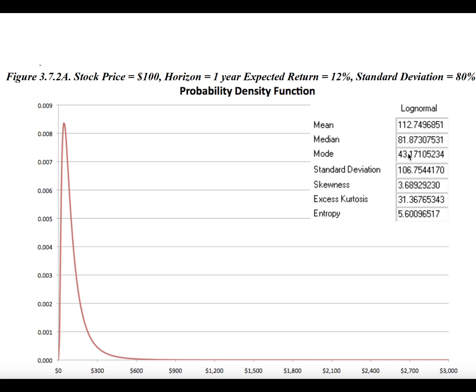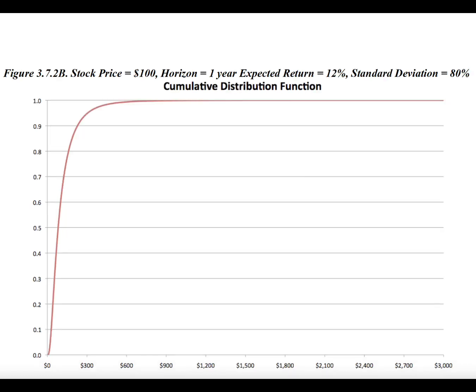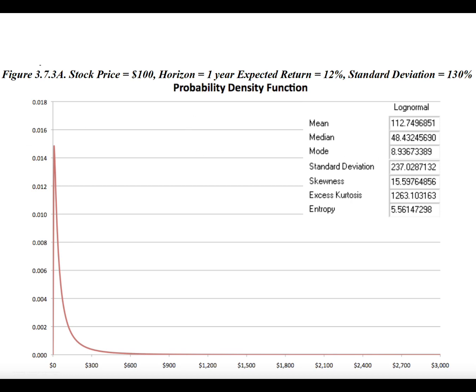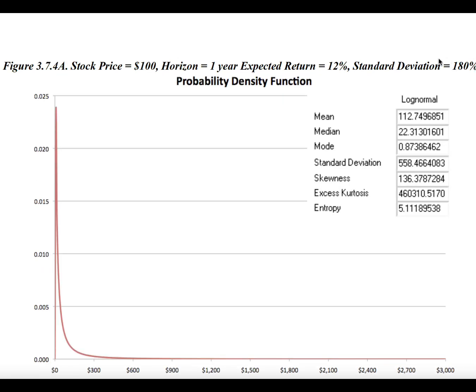And so you have to ask yourself, does it make intuitive sense that the mode would collapse with increasing standard deviations? If we step up to 130, you can really see this mode collapsing towards 0. It's now 8.93. A mode of 8.93 when I have a $100 stock is very difficult to justify with financial data. If I step it up even further to 180, you get a mode that's less than $1, and hence I want to begin to cast a little bit of doubt on how well the log normal distribution is suited for financial data in light of high volatilities.